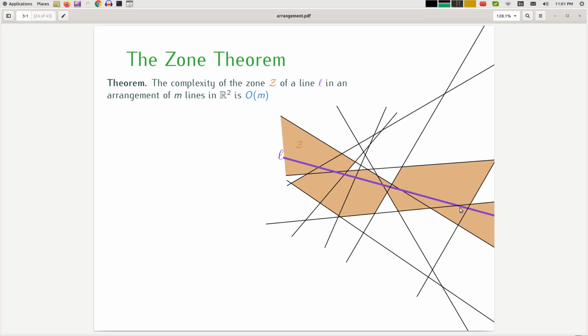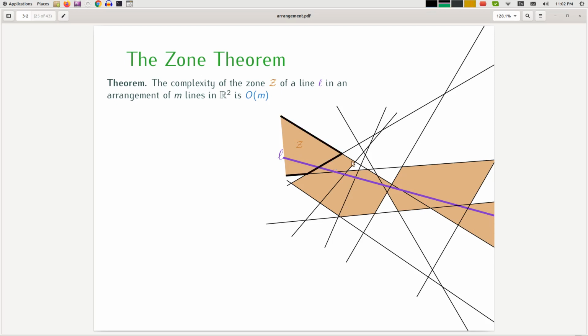And the complexity of the zone is the total number of edges on all these faces. I will have to reiterate this. Remember that the number of faces is M, but what we're counting is the total number of edges of those faces. So for example, if I have face 1, face 2, face 3, all the way up to face M, or I guess M plus 1, I add the number of edges of all these faces up to make up the complexity of line L.